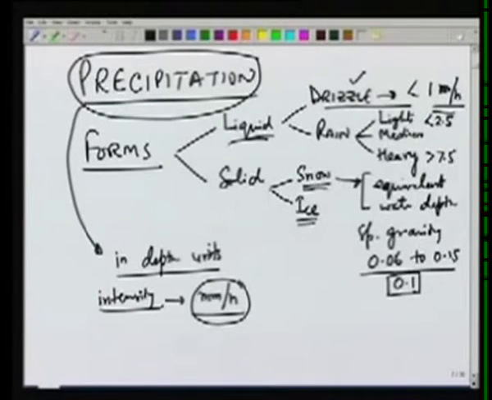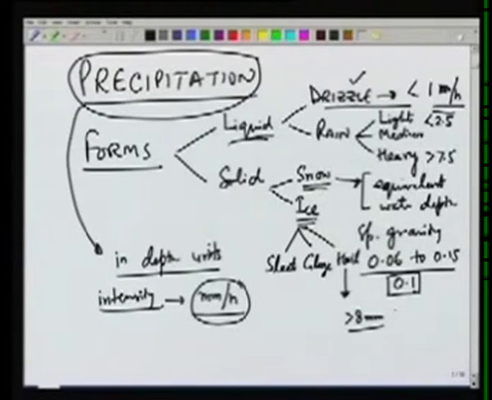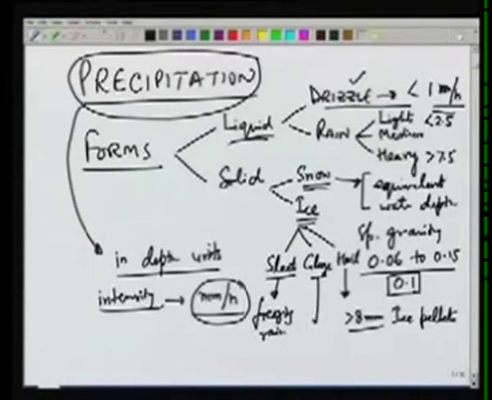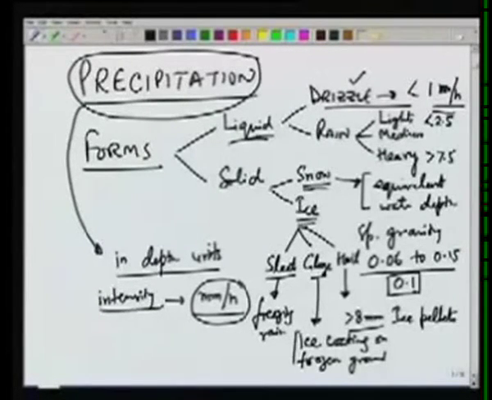Ice, again, this is not very common under Indian conditions, but we can have various different kinds in ice also. For example, we can have sleet, glaze and hail. Hail has ice pellets which are typically greater than 8 millimeter size. Ice pellets. Sleet and glaze. Sleet is a freezing rain. And glaze is an ice coating which is formed when the raindrops hit a frozen ground. So ice coating on frozen ground.